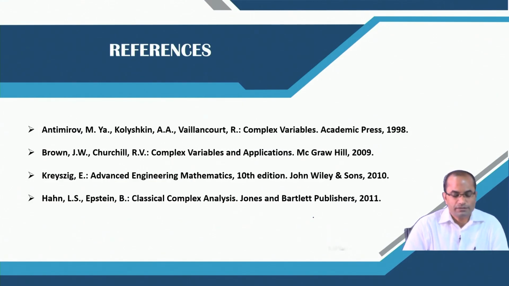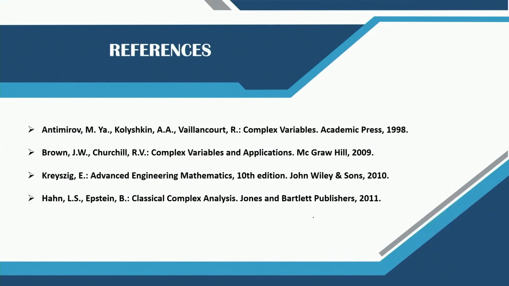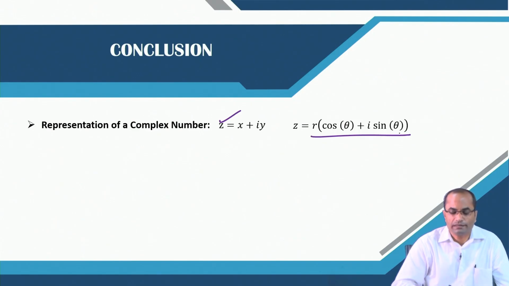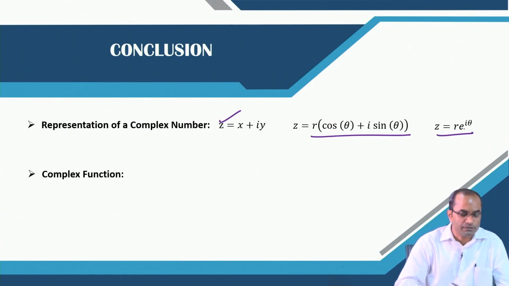These are the references we have used for preparing this lecture. And just to conclude, we have learnt how to represent a complex number, and we discussed two ways: we can think of it as a vector in a plane, or as a point in a two dimensional plane. We have also seen the trigonometric representation, as well as the exponential representation of a complex number.